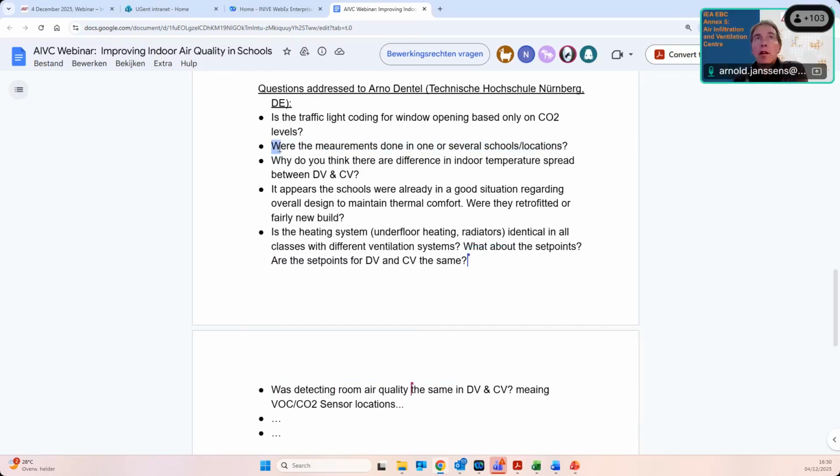Yes, and there are other clarification questions. Were the measurements done in one or several schools or locations? Yeah, three schools in the area around Nürnberg. One school was in the inner city, one school was really outside the city, and one school was in between.